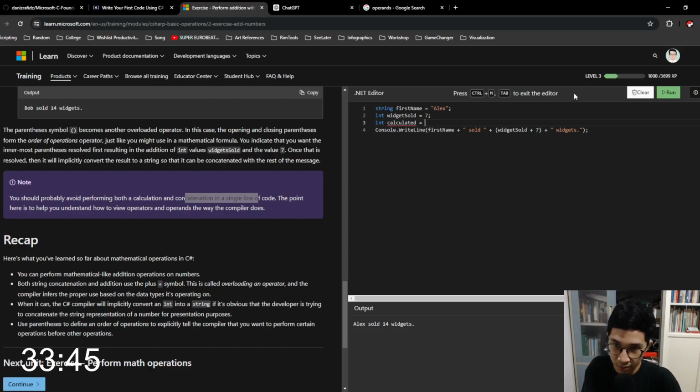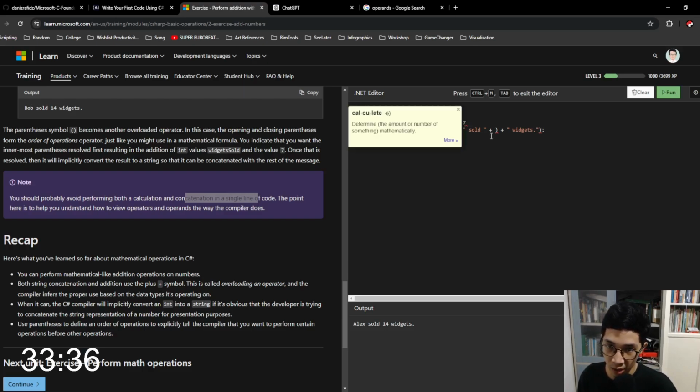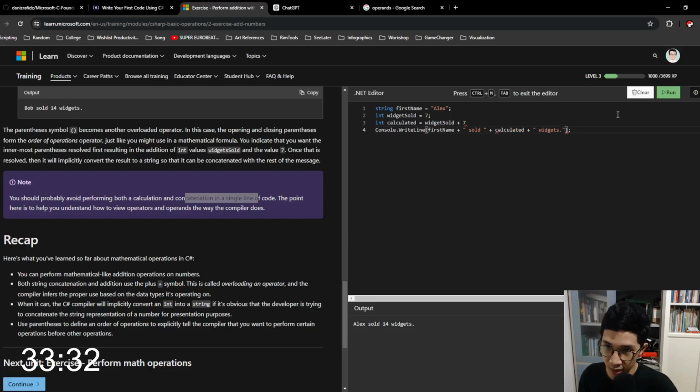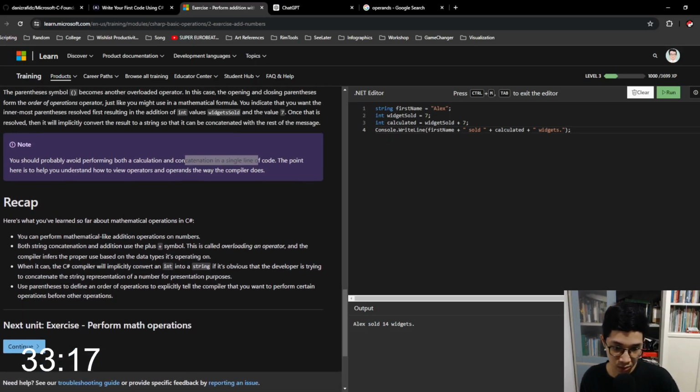Okay, let's just move this one to here, and then we can replace this with the calculated variable. So I think it will work. Not fine, because I forgot the semicolon here. Also, yes, it is what I expected. So let's go to the recap.